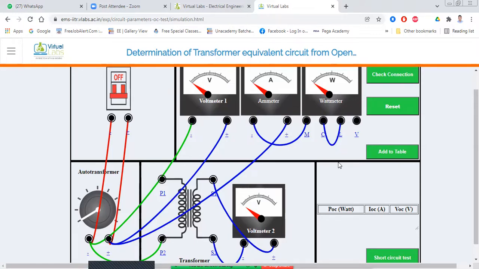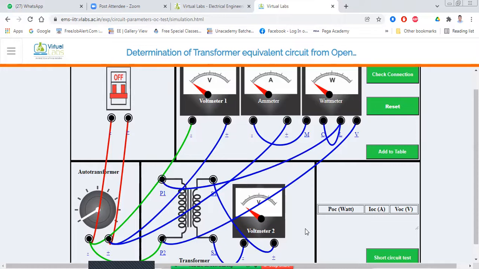And we have to connect the B terminal of the wattmeter to the secondary side of the transformer. Secondary P2 to B. And also we have to connect the primary side of the transformer to the line of the wattmeter.